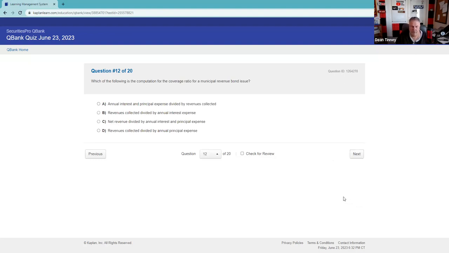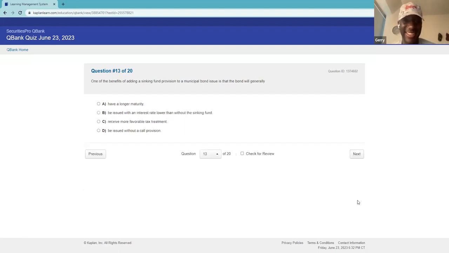Which of the following is the computation for the coverage ratio of a municipal revenue bond issue? Now, again, I'm not going to make you crunch that on the test. What you need to know is this is associated with a revenue bond. Coverage ratio. Okay, so C. Excellent. Man, that was impressive. I didn't think you were going to get that one.